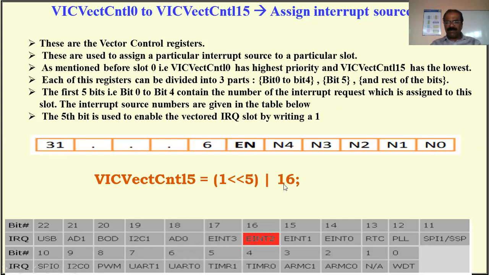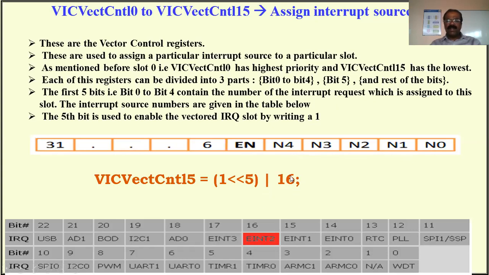Then what is the purpose of writing this 16? Because we are using EINT2, external interrupt 2. So what is the position of this 16? The source of interrupt is 16. Therefore, we have to write 16 here. Once you execute this statement, it makes this equal to 1. Then 16 means 1, 0, 0, 0, 0. It means it comes to know that it uses external interrupt 2.